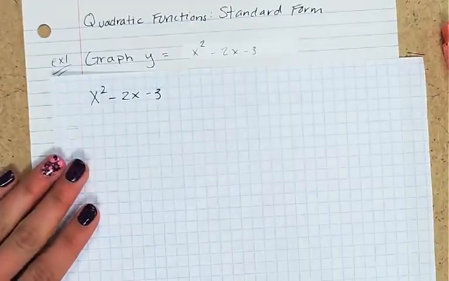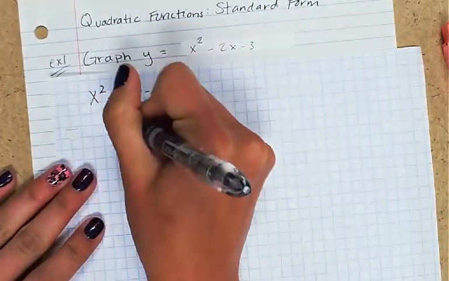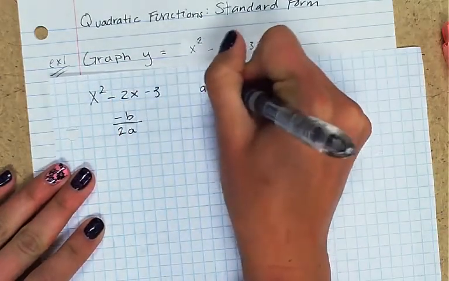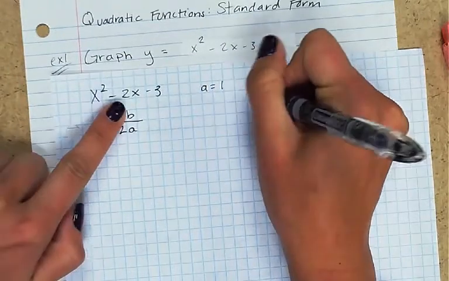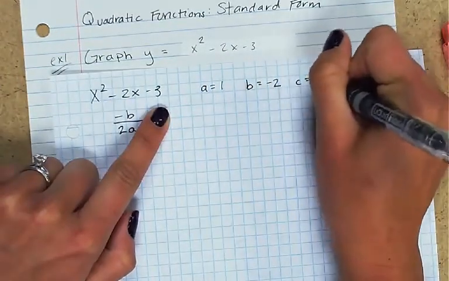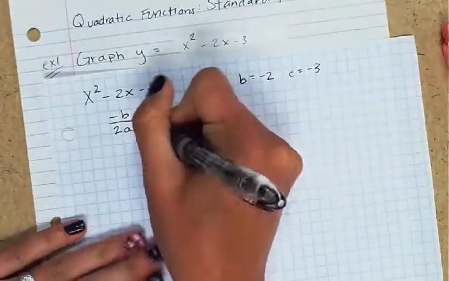So let's practice again finding the vertex. The equation we're going to use is negative b over 2a. In this example, a, the number in front of x squared, is just 1. b, the number in front of the plain x, is negative 2. And c, the constant, is negative 3.